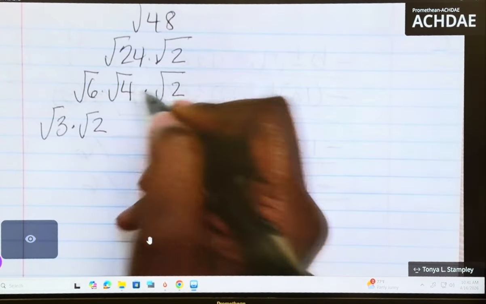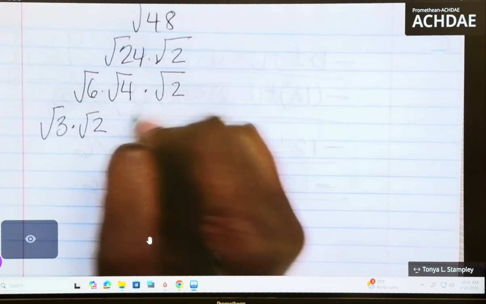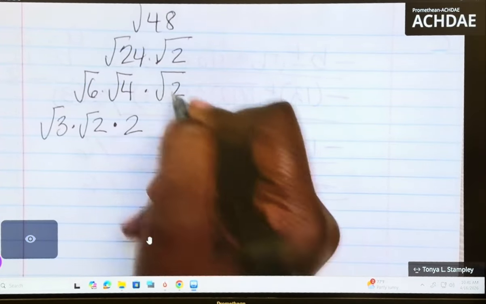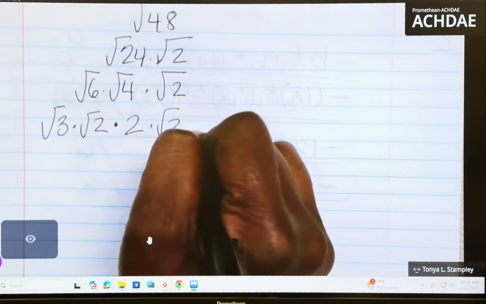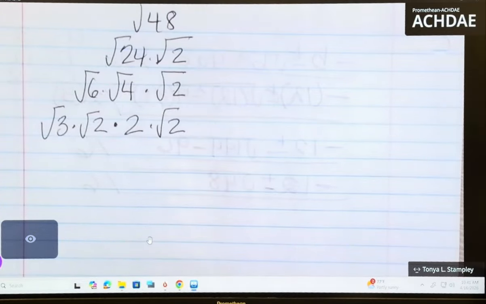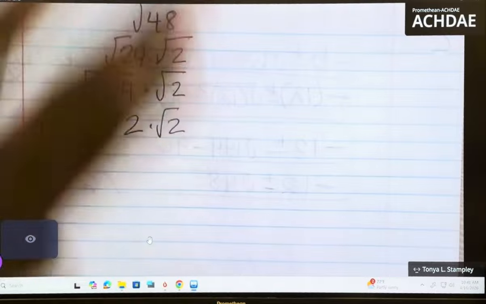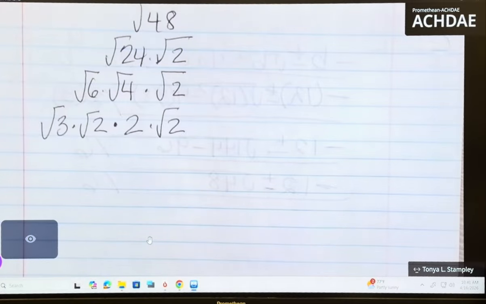What do I put in place of radical 4? Whole number 2. So times 2. And then what am I going to do with this radical 2? Just bring it down. Times radical 2. Does this make sense? Yes? Okay, now let's clean it up.